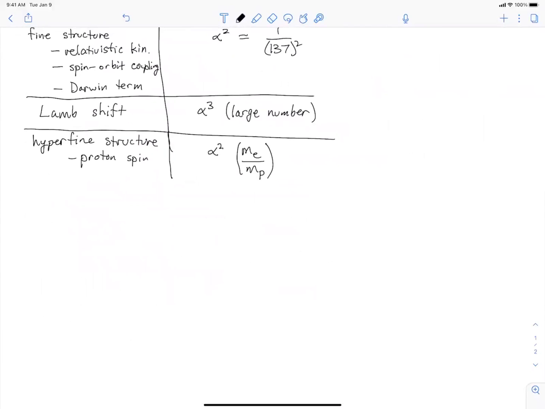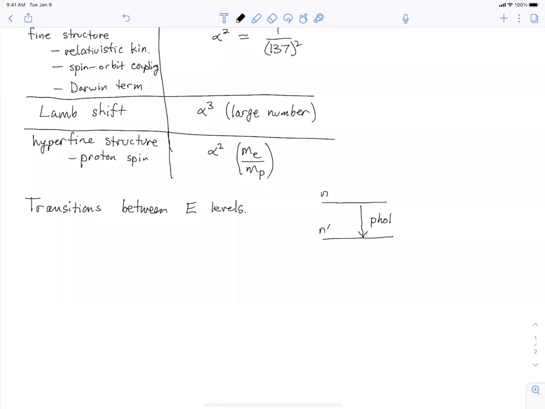Okay, and then we were also talking about transitions between energy levels. The picture here is, let's say we have a state n, and we have a different state that's lower in energy, n prime, and then we transition from the higher state to the lower state, and we give off a photon in doing so. The wavelength of the photon we justified last time. You can write this as 9.11 times 10 to the minus 8 meters times n prime squared over 1 minus n prime squared over n squared.